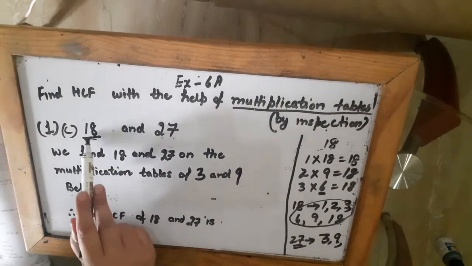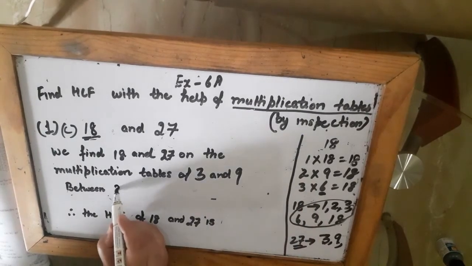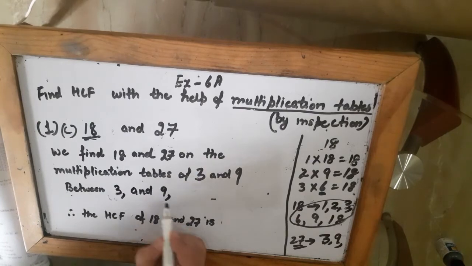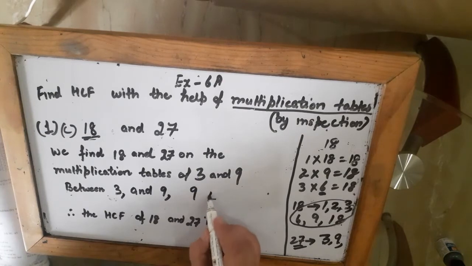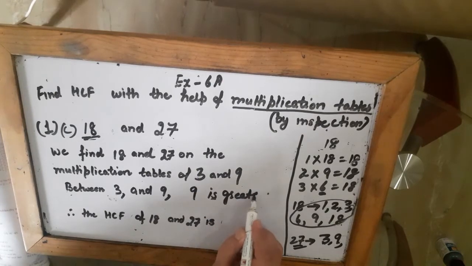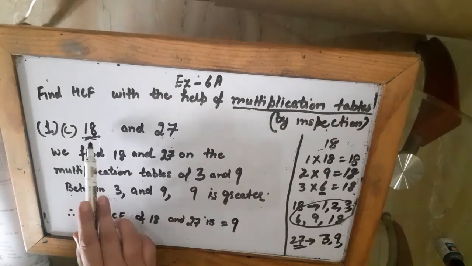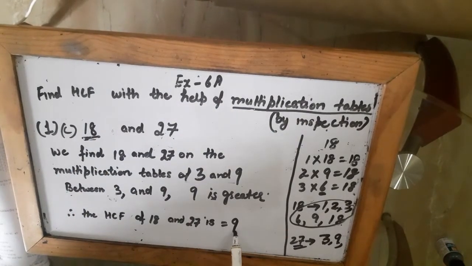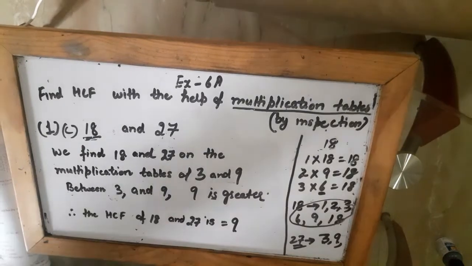So both these numbers we have on the multiplication table of 3 and 9, and between 3 and 9 which is greater, because I want the highest common factor? Between 3 and 9, 9 is greater. So it means the HCF of 18 and 27 is 9. So 9 is the highest and common to both of them, and a factor of 18 and 27, because 9 can divide 18 exactly and 27 also exactly.